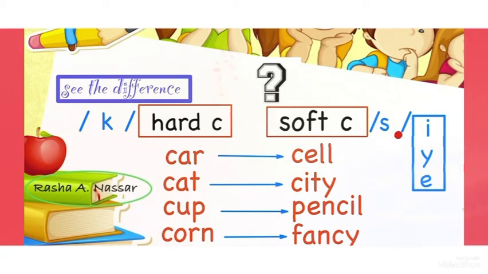And when can we pronounce the letter C as s? When it is followed by I, Y, and E. I, Y, and E. So, in this case, we pronounce the letter C as s, as in cell, city, pencil, and fancy. Very good.